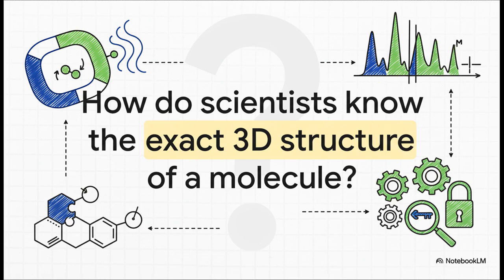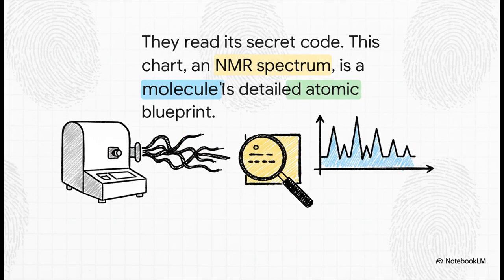Okay, just picture this for a second. Let's say you're a chemist. You mix some stuff together, you run a reaction, and voila, you've got this clear liquid. You're pretty sure you've made something brand new, something that's never existed before. But how do you know? How can you prove, down to the atom, exactly what you've made? Well, they read its secret code.